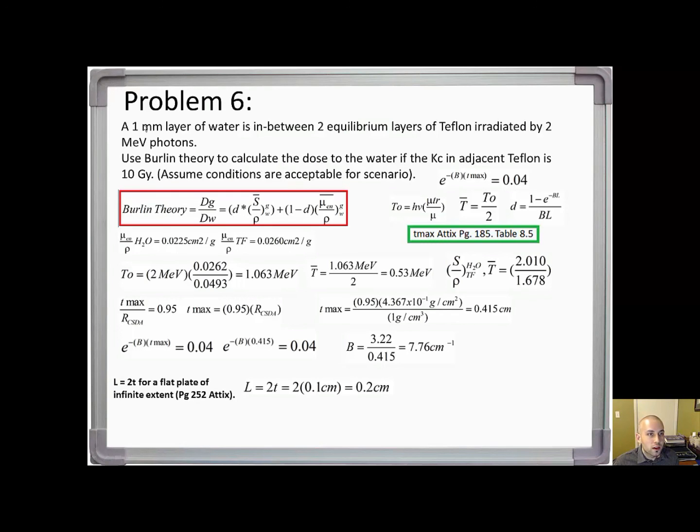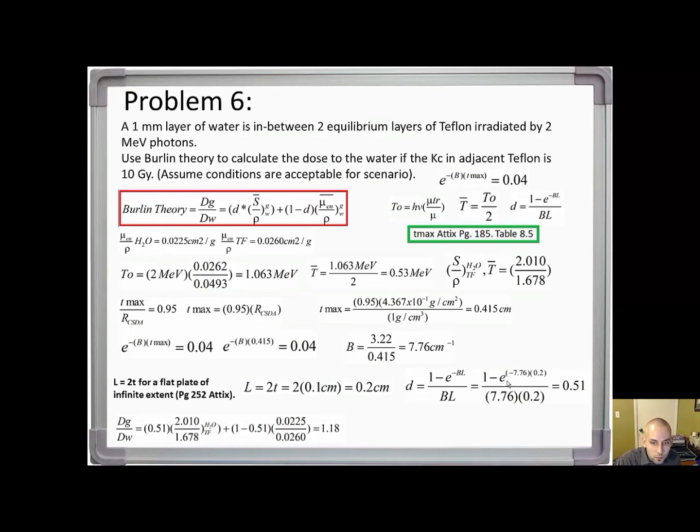So I plug in our, this is the distance of a layer of water, which is 0.1 centimeters. I get an answer for L of 0.2 centimeters. So now we can plug in B and L and calculate D. We get an answer of, notice the units, of course, 0.2 centimeters for L, and centimeters to the negative 1 for B. So everything works out.